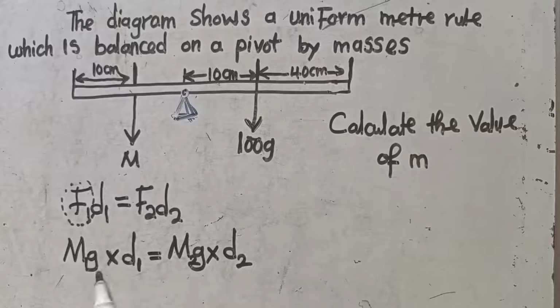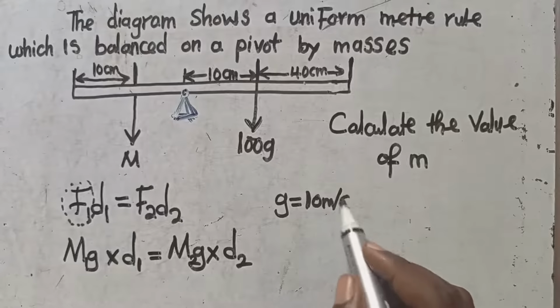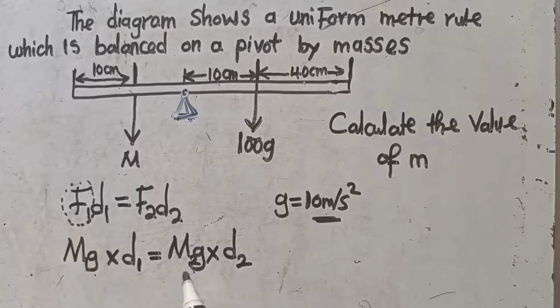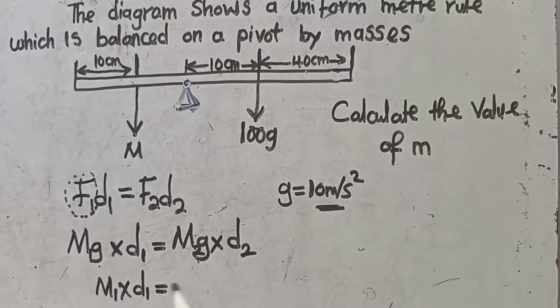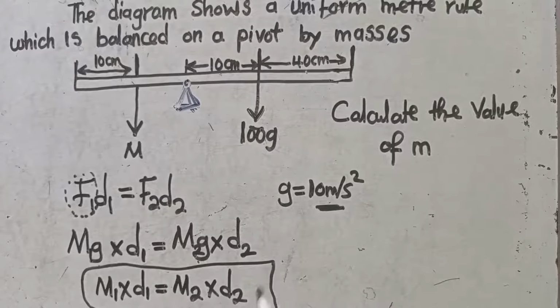As you can see, gravity is the same. Gravity will always be equal to 10 meters per second squared. So gravity is the same, which is just the same as cancelling the g's. We are just going to have m1 multiplied by d1, which is equal to m2 multiplied by d2. This is to tell you that if you are given the masses, this is a particular formula you can use.